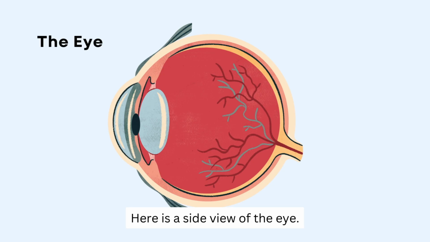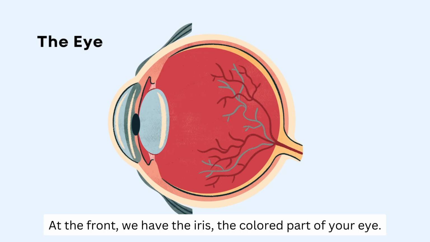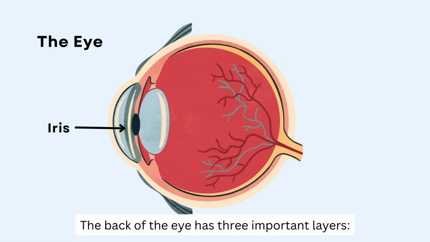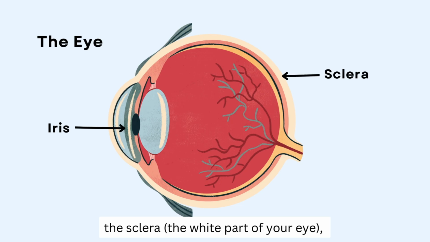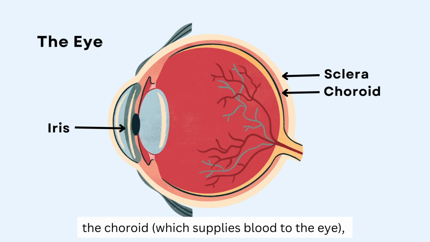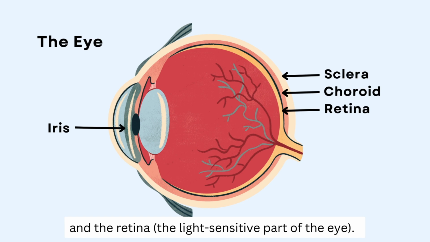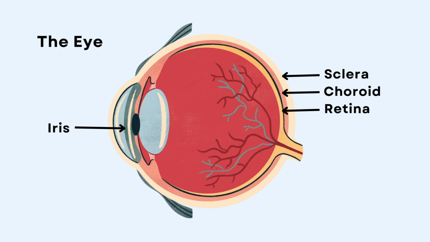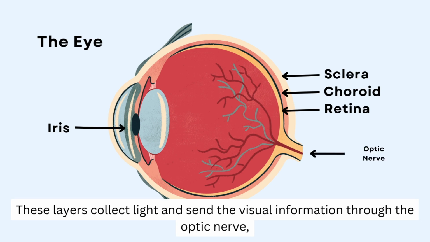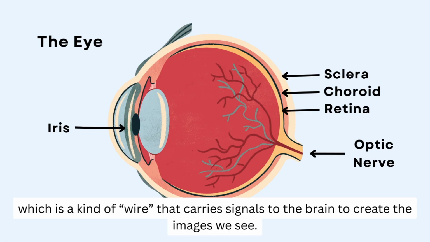Here is a side view of the eye. At the front, we have the iris, the colored part of the eye. The back of the eye has three important layers: the sclera, the white part of the eye, the choroid, which supplies blood to the eye, and the retina, the light-sensitive part of the eye. These layers collect light and send the visual information through the optic nerve, which is a kind of wire that carries signals to the brain to create the images that we see.